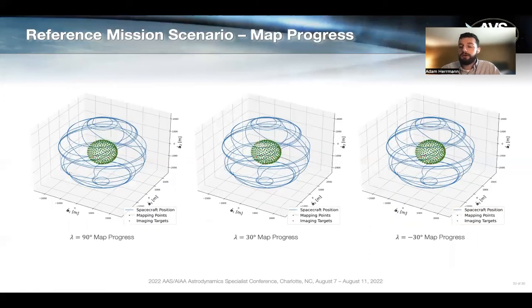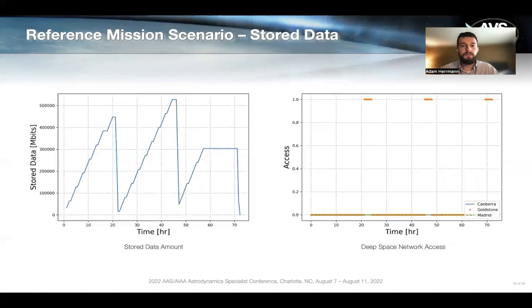So here are a few plots on the map progress itself. We have each of the 3 maps we want to collect, 90, 30, and -30 degrees. And you can see that qualitatively, we're collecting most of the maps. I think each of these is above like 95% collected, which is great. That's kind of what we wanted to see with our reference mission scenario.